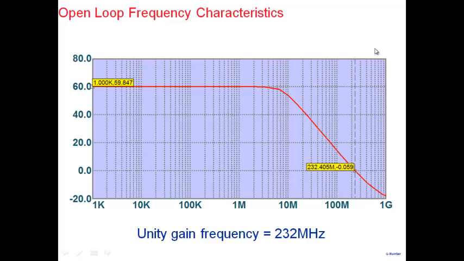So one way of looking at instability is to look at the open loop characteristics. So this shows you the open loop gain versus frequency. And I'm sure by now all of you know that one of the ways of characterizing instability or stability is gain margin, phase margin, right? So we look at the op-amp that we have designed, and we look at its open loop characteristics, and we go to this frequency called the unity gain frequency. At this unity gain frequency, the gain of the op-amp becomes 0 dB, or becomes equal to 1. So this frequency is 232 megahertz. Alright, so we go to this particular frequency, and at that frequency, we look at the phase, right?